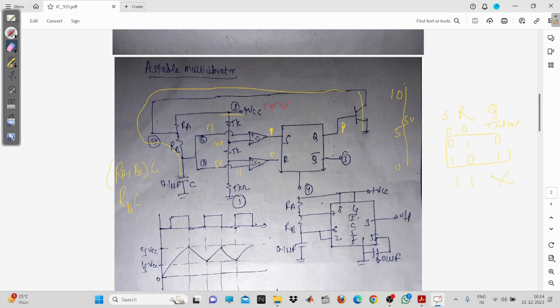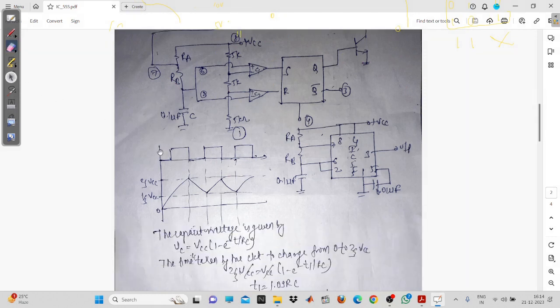Why? Because the time constant is there. Suppose if the resistor value is absent, then it will discharge instantaneously. But due to the introduction of the resistor value, it will take some time to discharge. That is called the discharging time constant. I think yesterday we saw this type of waveform, and I think this waveform is very much visible to you.